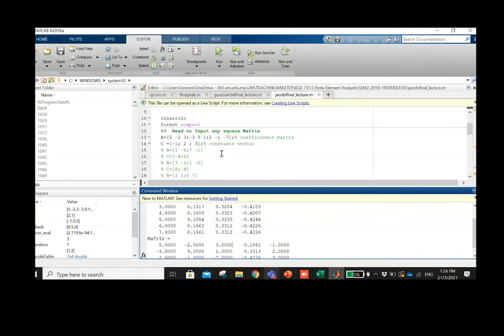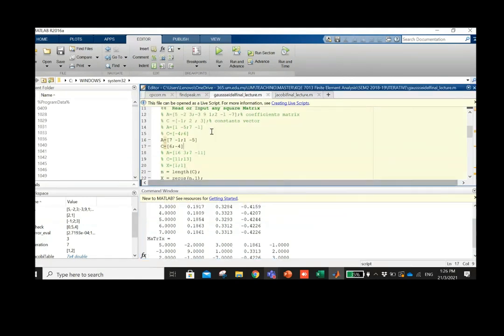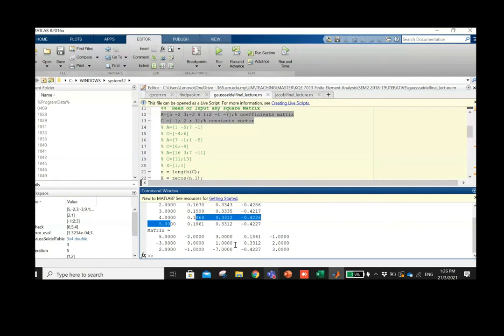For Gauss-Seidel it is also the same. If you look into this, the same problem comes in, but with five iterations you have solved x1, x2, x3. So this is my x1, x2, x3 in the 5th iteration.